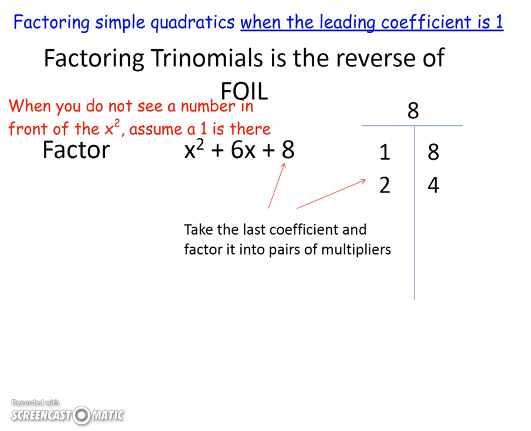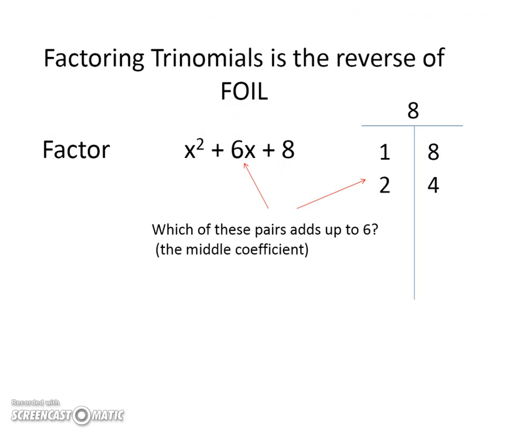So we draw a T-chart and write the pairs of numbers that multiply to make 8. Well, we have 1 and 8 and 2 and 4. Which of those pairs adds up to 6? It would have to be 2 and 4. Now, that means we have two binomials, x plus the 2 and x plus the 4.